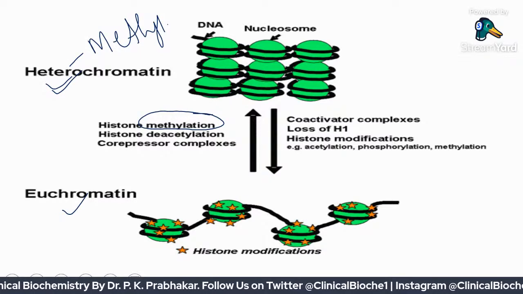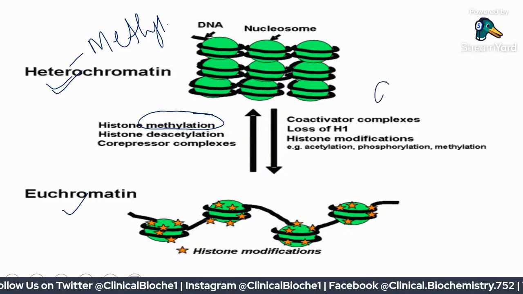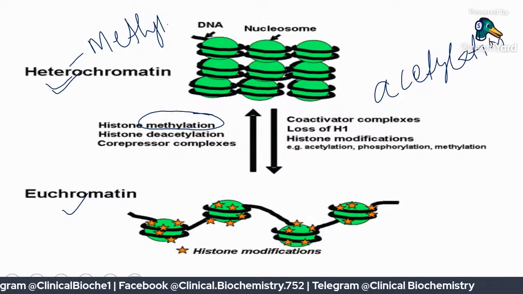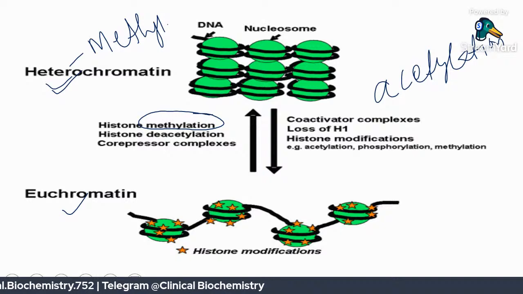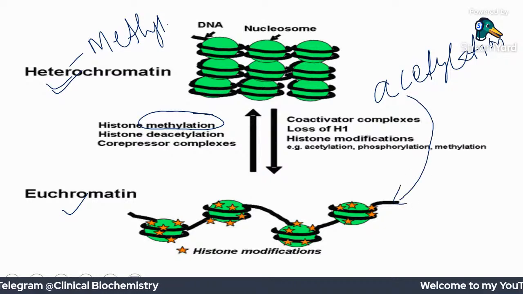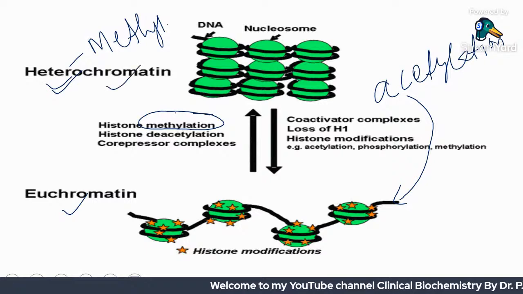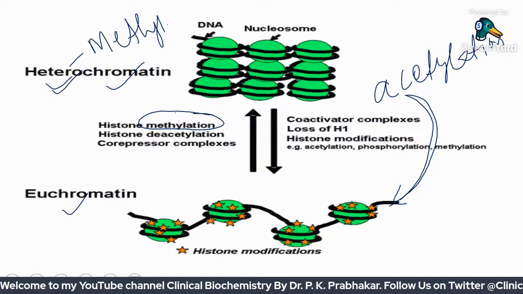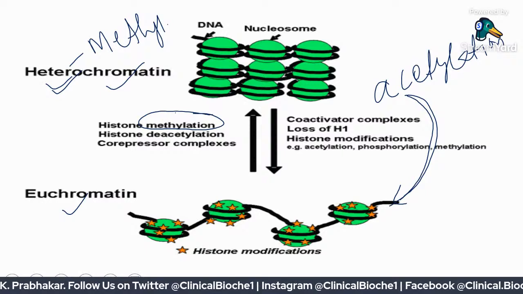The second modification is if you add an acetyl group, acetylation. If you add an acetyl group on the histone molecules, it will be converted into euchromatin. So when highly methylated, heterochromatin nature. When highly acetylated, euchromatin nature. Is it clear? Are you getting it? Yes, sir.